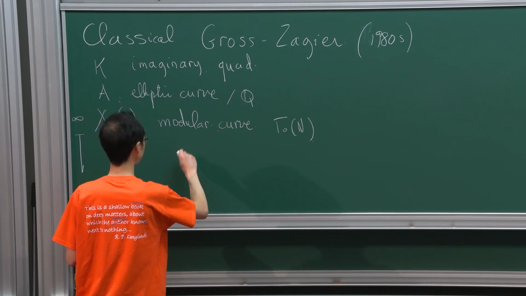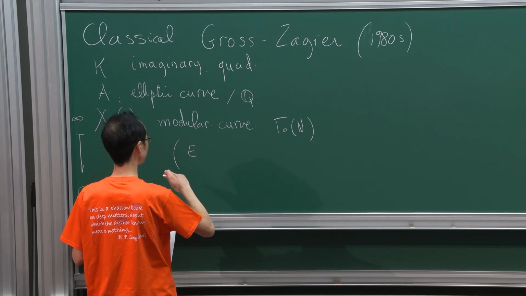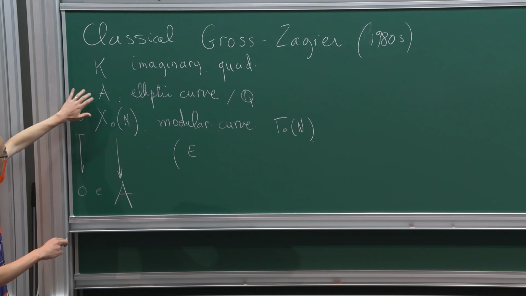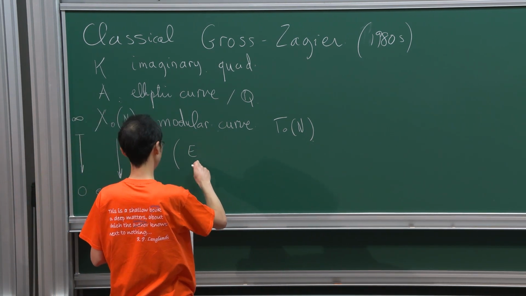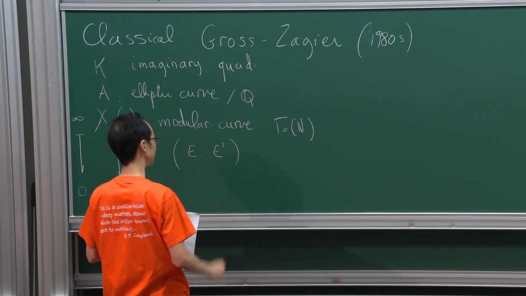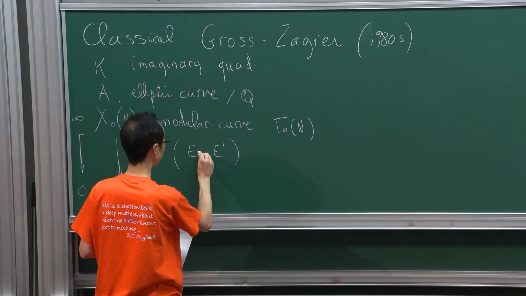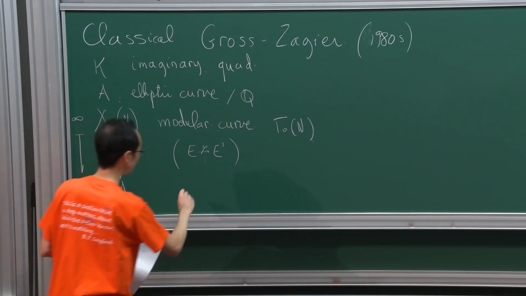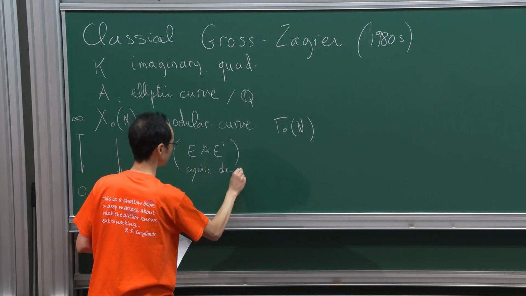Here a point can be described using, now I'm using E to indicate an elliptic curve to distinguish from the A here. Really A here does not have to be an elliptic curve. It can be a GL2-type abelian variety. So a point will be described by a pair of elliptic curves associated by a cyclic isogeny of degree N.